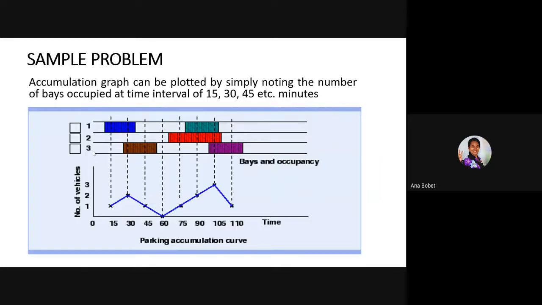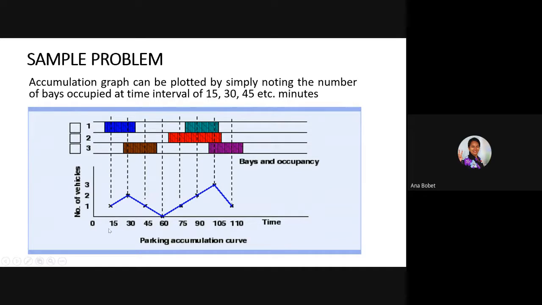Okay, so let's take a sample problem. Okay, so in here we have 3 parking bay. So na bay area 1, no, 1. Ang yung occupant is blue and green. Bay area 2 si red, and bay area 3 is brown and violet. So these are assumed to be cars, no? Na color ang cars. And ang survey was every 15 minutes. So 15, 30, 45, etc.